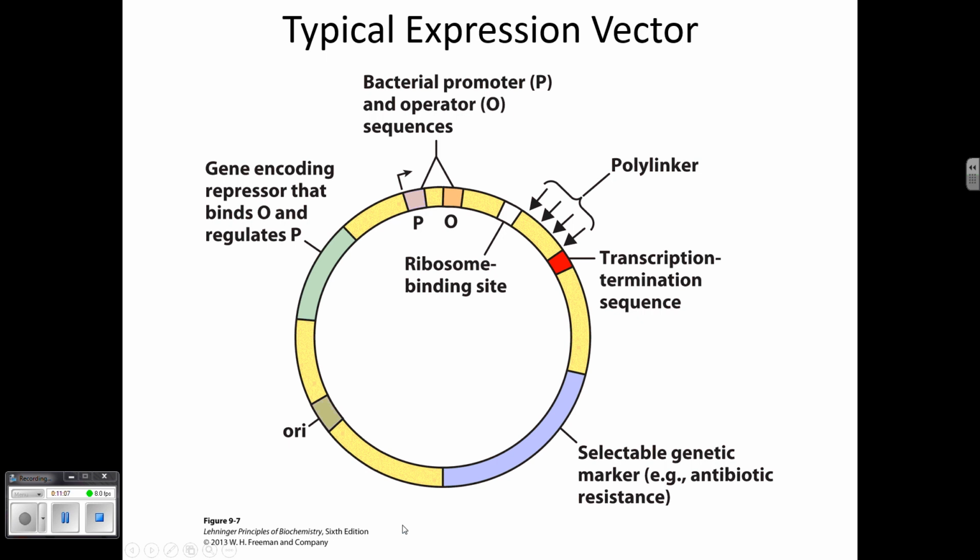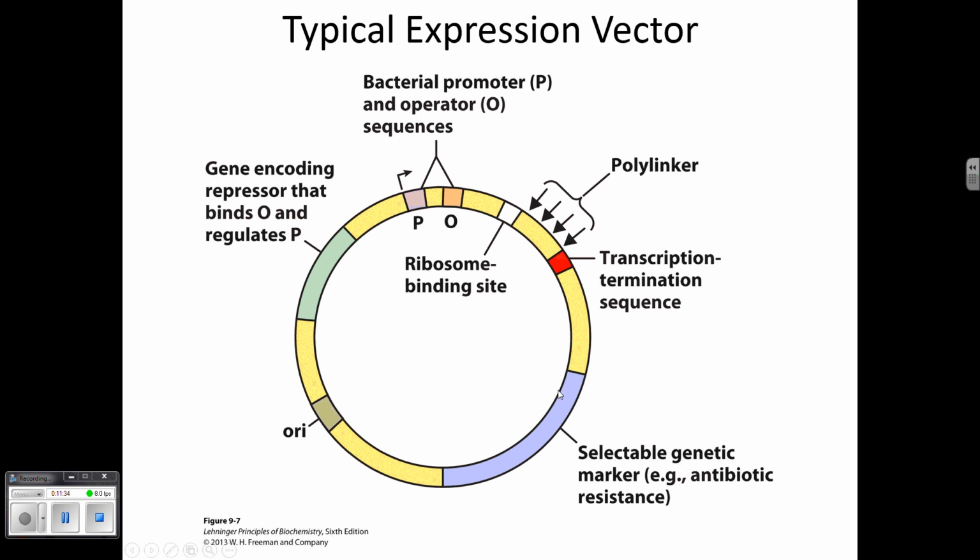So here's a picture of a typical expression vector, and you can see we have the promoter and operator sequences. They always have this little arrow showing you this is where transcription would begin. This polylinker region, when you're working in the lab, you would get a nice blown up picture of it so that you could see the exact restriction endonuclease sites. And then the transcription termination sequence is right after your polylinker.